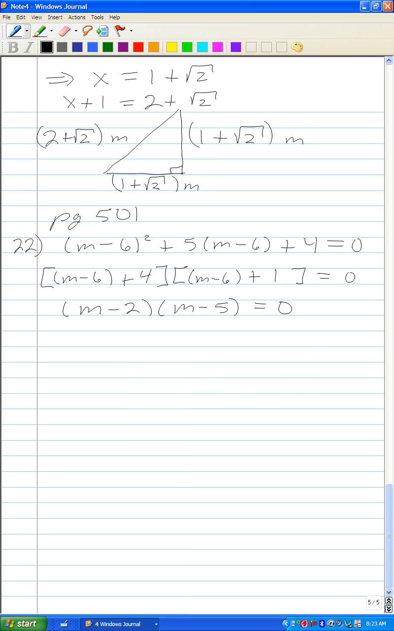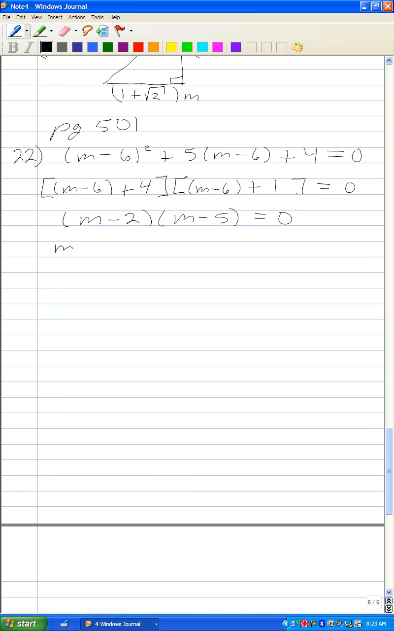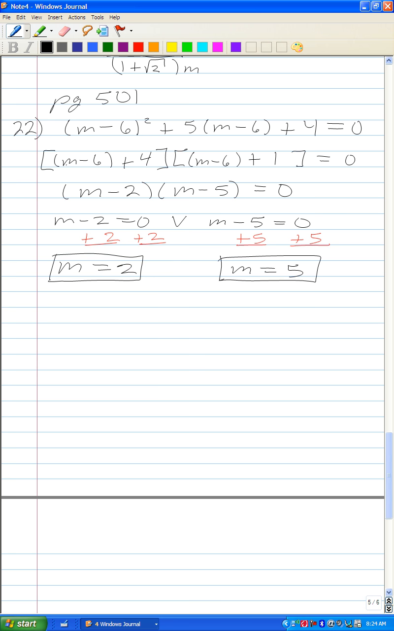Set each factor to 0 and solve for m. So m minus 2 is 0, or m minus 5 equals 0. Let me add 2 to both sides of my equation. Let me add 5 to both sides of my equation. And so m is equal to 2, m is equal to 5. And that is your solution. Let me do problem number 38.